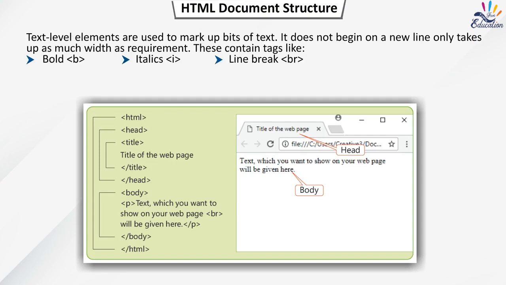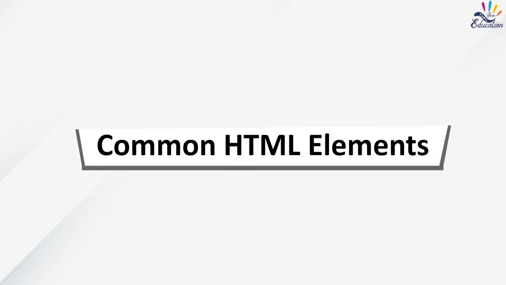Text level elements are used to mark up bits of text. They do not begin on a new line and only take up as much width as required. These contain tags like bold B, italics I, and line break BR.